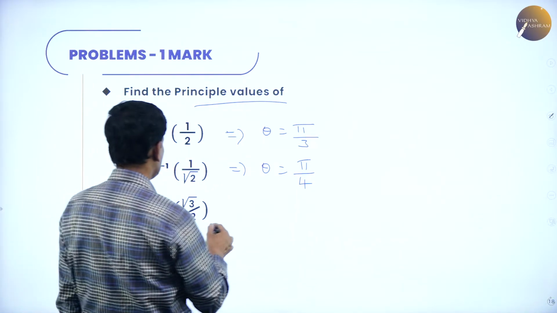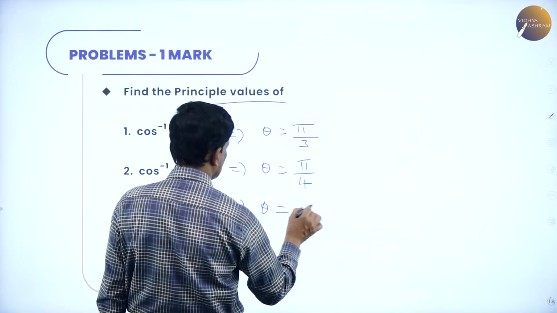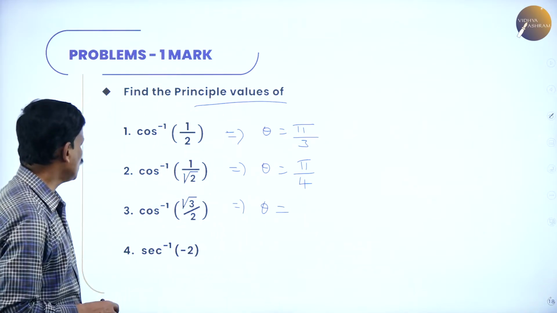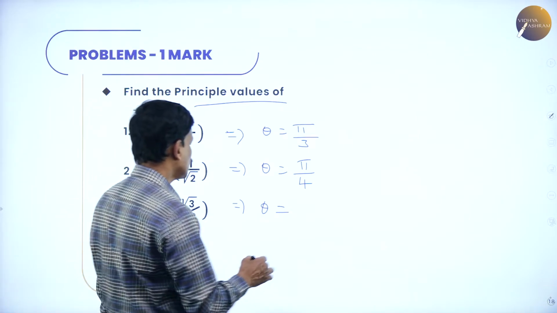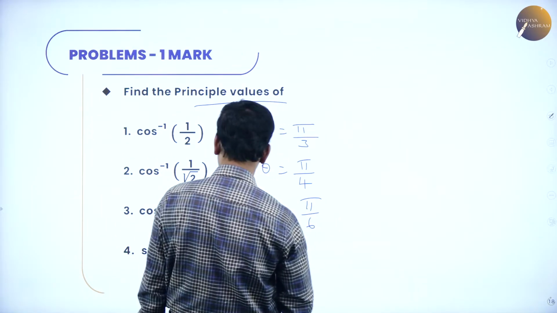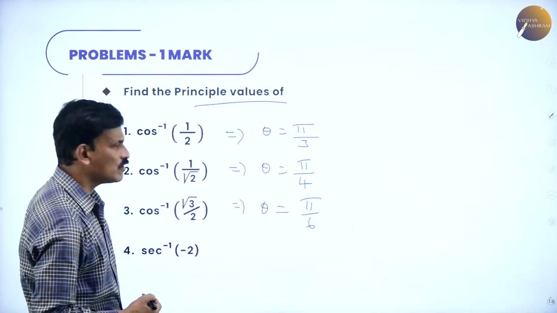Whereas here cos inverse of root 3 by 2 implies theta is equal to... what is the value of theta here? Root 3 by 2 is nothing but 30 degrees, pi by 6. Now, secant inverse of minus 2.